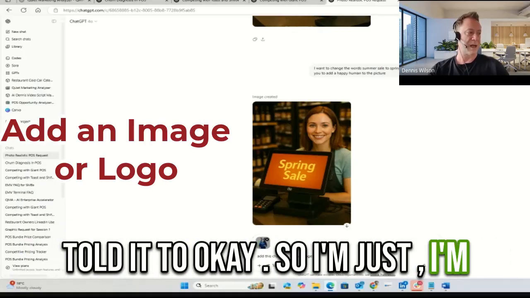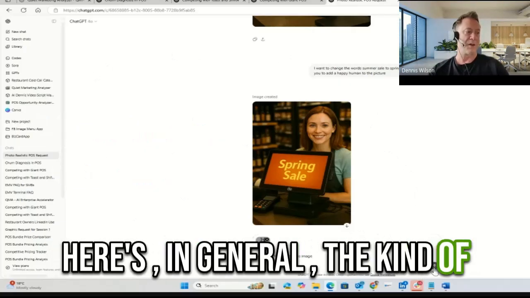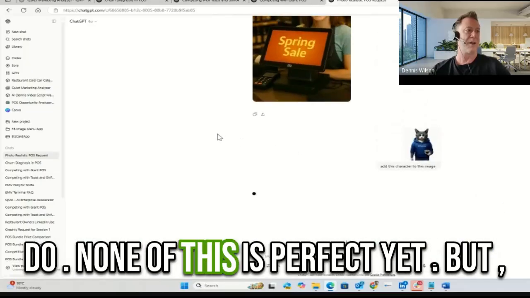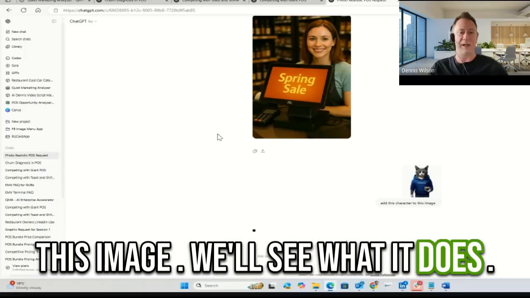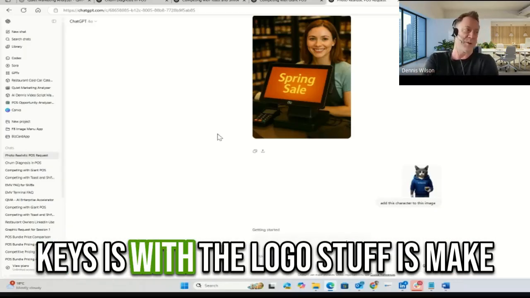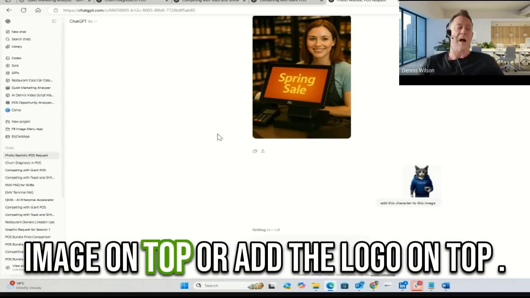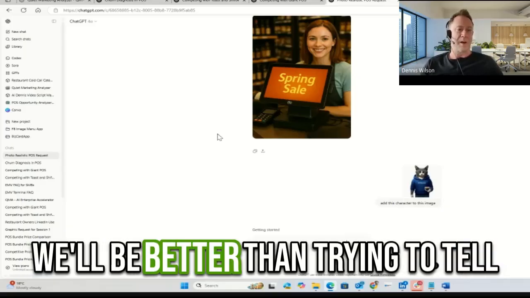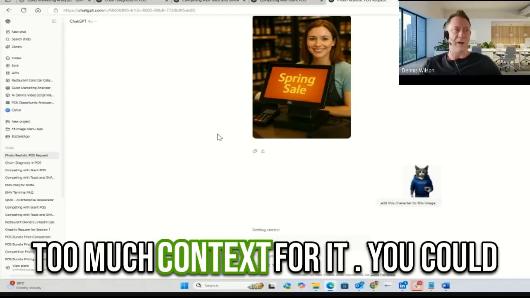Okay, so I'm adding, so this isn't a logo, but here's in general the kind of things that you can try to get it to do. None of this is perfect yet, but I just said add this character to this image. We'll see what it does. So just like you could say, add this logo to this image. But one of the keys with the logo stuff is make sure you have the image the way you want it and then ask it to add the logo on top. That will be better than trying to tell it, use this logo and use this and do that. Then there's just too much context for it.